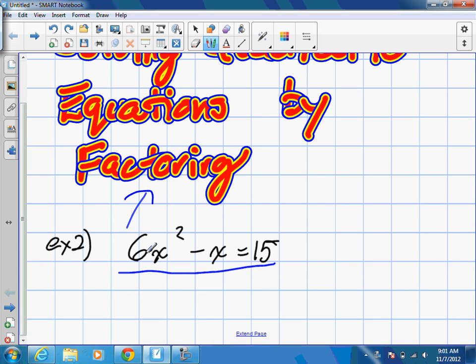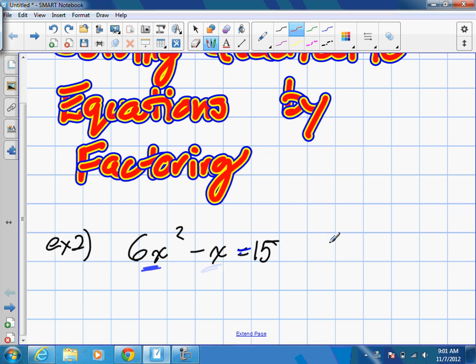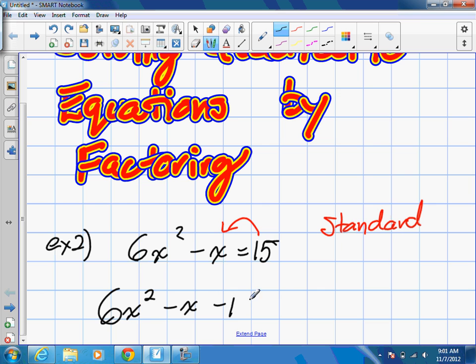Now, this quadratic equation is set equal to the number 15. In order to solve for x, what we need to be doing is setting our quadratic equations equal to 0 if we're in standard form. Notice this looks closest to standard form right now. Okay? So what we're going to do is move this 15 to the other side of the equation. And we're left with 6x squared minus x minus 15 is equal to 0. Perfect. So, we're solving for 0.